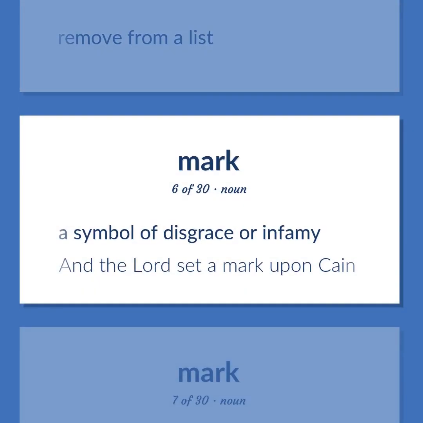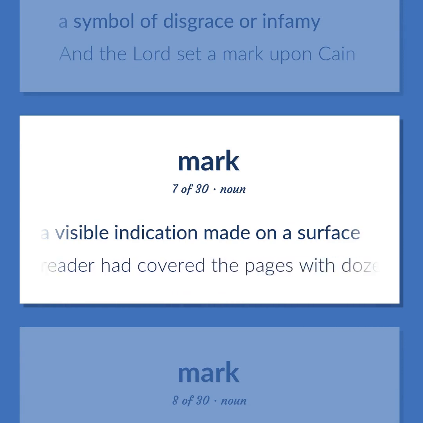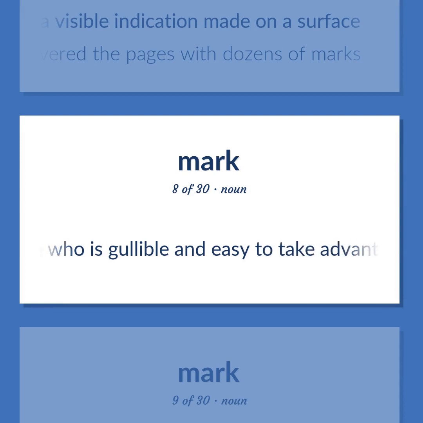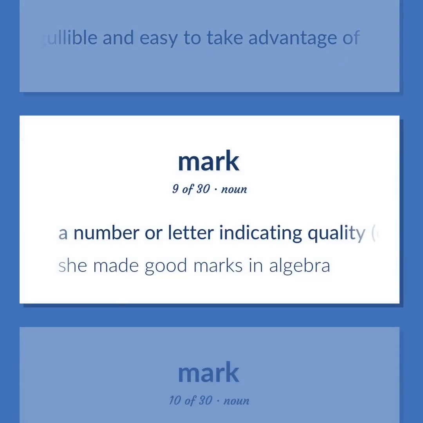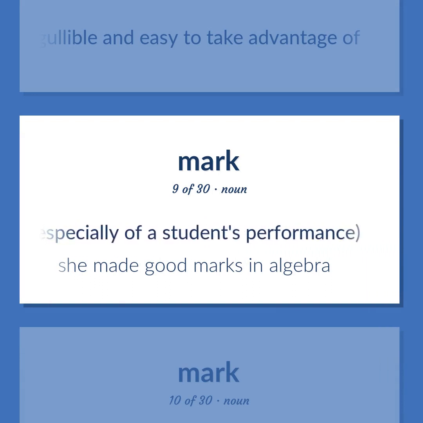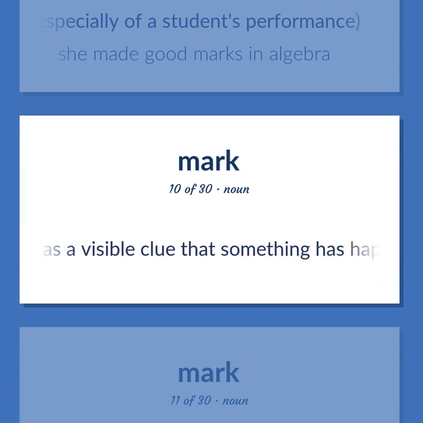A symbol of disgrace or infamy. And the Lord set a mark upon Cain. A visible indication made on a surface. Some previous reader had covered the pages with dozens of marks. A person who is gullible and easy to take advantage of. A number or letter indicating quality, especially of a student's performance. She made good marks in algebra. A perceptible indication of something not immediately apparent, as a visible clue that something has happened.